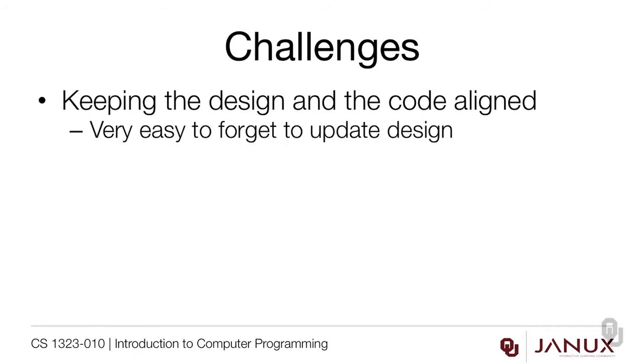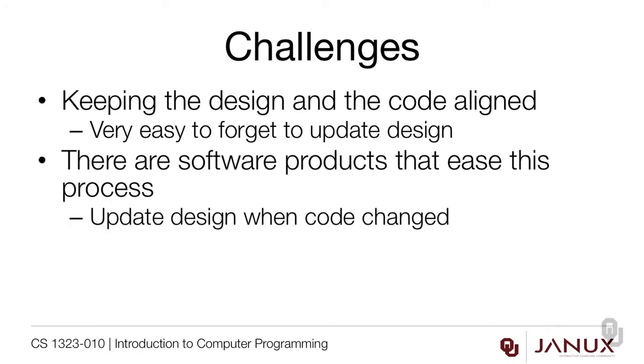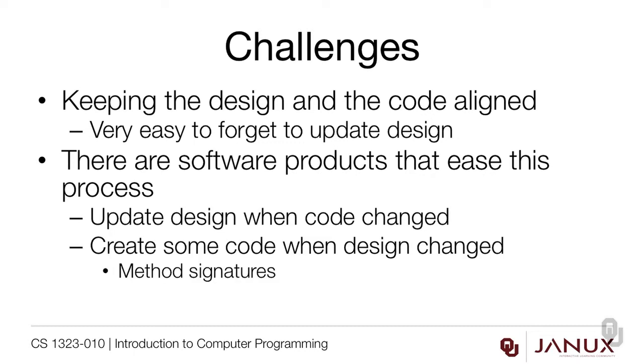The challenges that remain. One challenge is keeping the design and the code aligned. Now, we could have done an omelette diagram like we did in the Greyhound adoption. It's very easy to forget to update the design when you do this. There are software products that ease this process. What they do is they update the design when the code is changed. These are really cool things to have. Some of them can also create some of the code when the design is changed. So they'll do things like implement new methods by putting the signature in for you. That can be kind of useful, but it also can be kind of annoying.